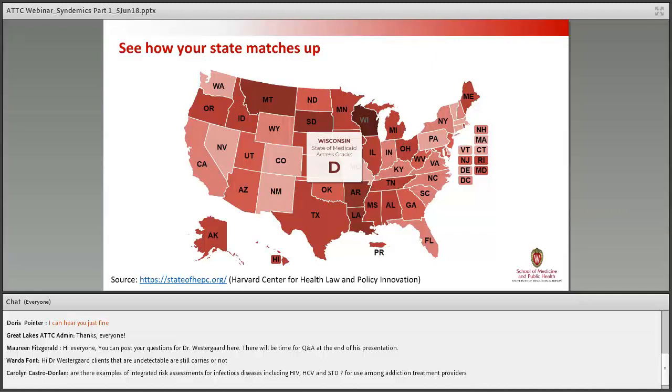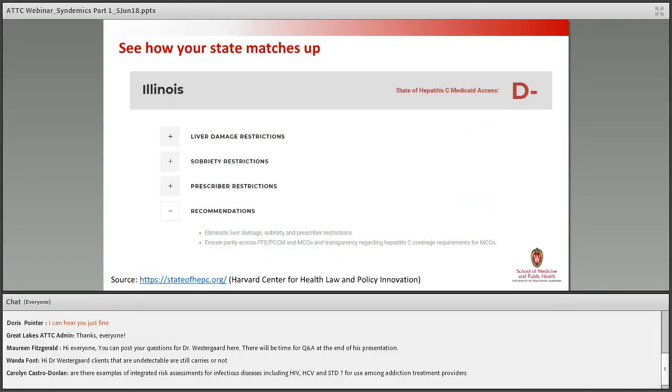And then if you click on the state, I think actually the next screenshot was of Illinois. So Wisconsin's a little better than Illinois. Illinois has a D minus, but we have a straight D. But then it'll say what the policies in Illinois are that are in place and what the recommendations are.